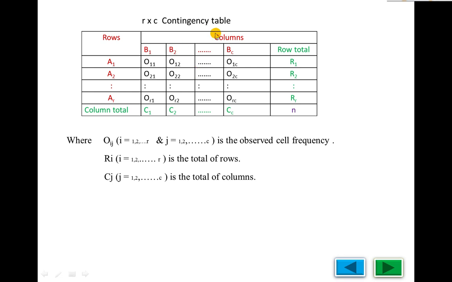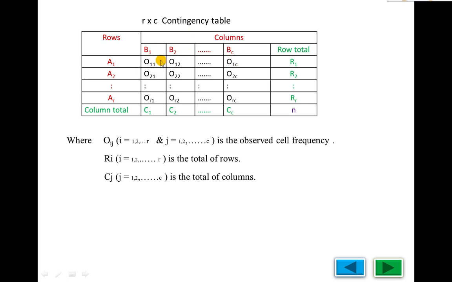So, R into C contingency table. These are the rows: first row, second row, third row, up to R rows, and the vertical lines represent the columns: B1 first category, B2 second category, up to BC, C categories in columns. Suppose this is the A characteristic, the main variable, and here is the B characteristic. This is the subgroup of the A category, and this is the subgroup or categories B1 to BC.